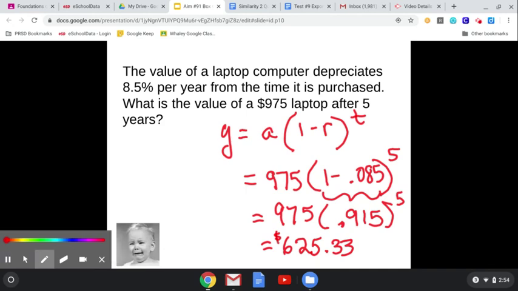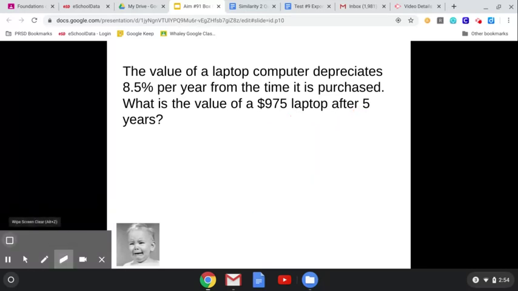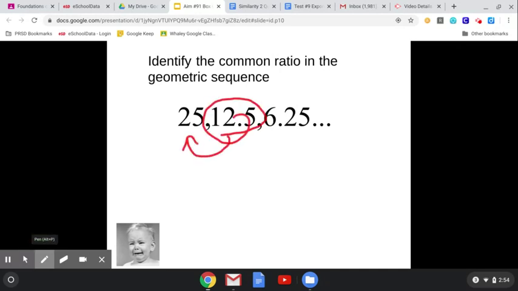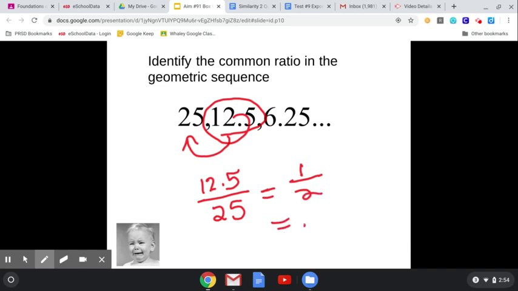Pause if you need to. I'm deleting the work. Moving on to, I think, one of the last questions. Identify the common ratio in the geometric sequence. I can't tell what it is right off the bat, so I just take a number and divide it by the number right before it. 12.5 divided by 25. I can see that. That's an easy one. 1/2 or 0.5. That's my common ratio.